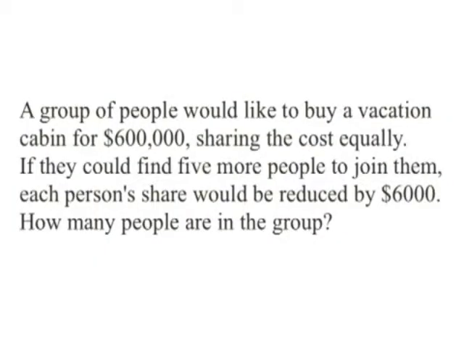A group of people would like to buy a vacation cabin for $600,000, sharing the cost equally. If they can find 5 more people to join them, each person's share would be reduced by $6,000. How many people are in the group?